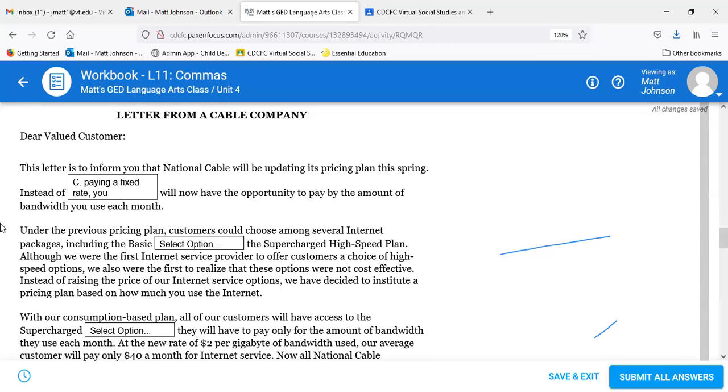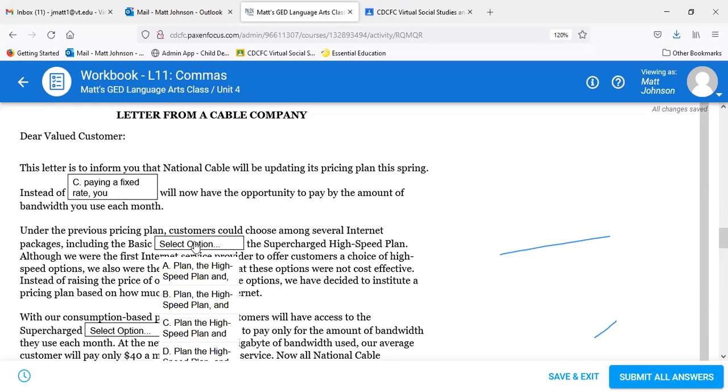Under the previous pricing plan, customers could choose among several internet packages, including the basic plan, the high-speed plan, and the supercharged high-speed plan.